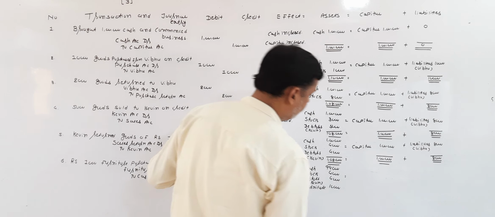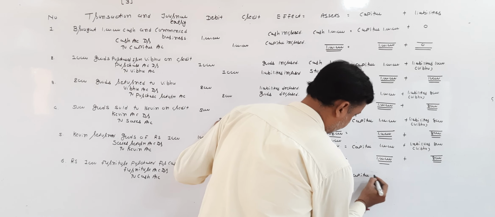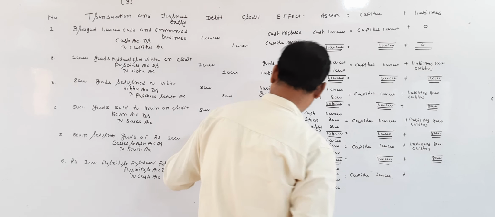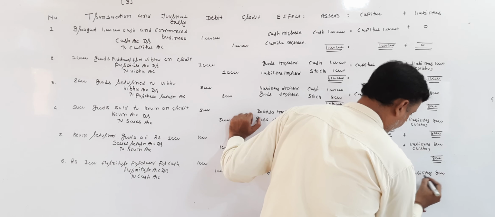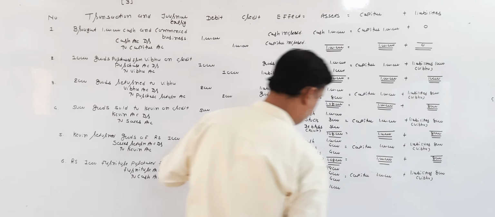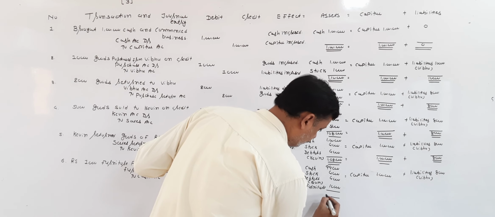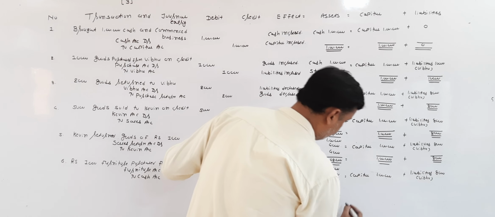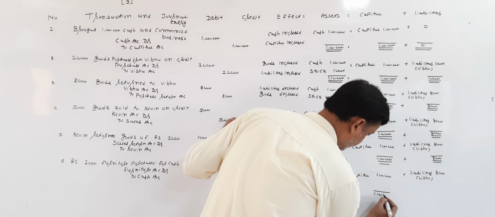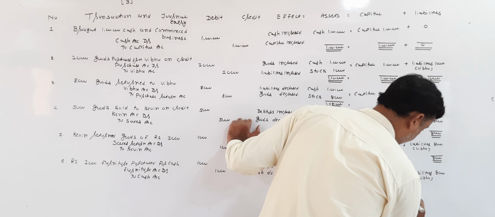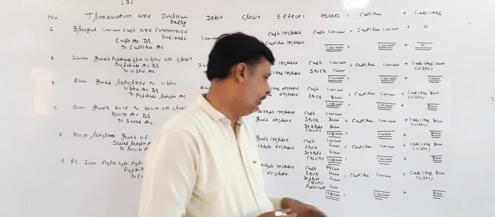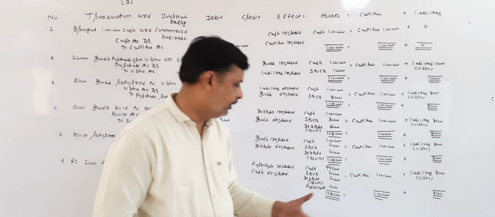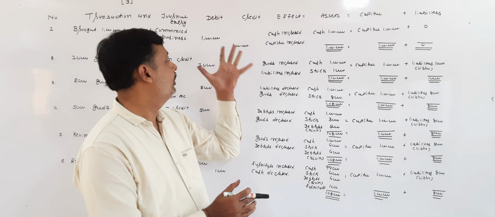No change in your capital. And no change in your liabilities. Now total, that is 1,08,000. Capital 1 lakh. And our liabilities, that is 8,000. So A is equal to C plus L, 1 lakh plus 8,000. So 1,08,000. So today we completed our example number 3.